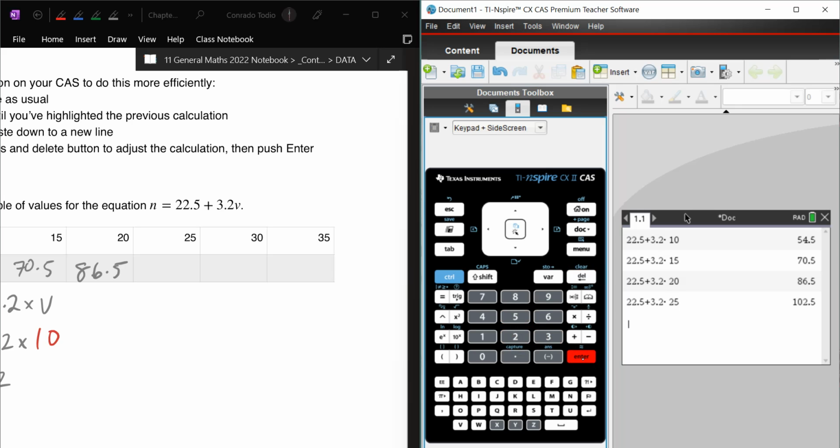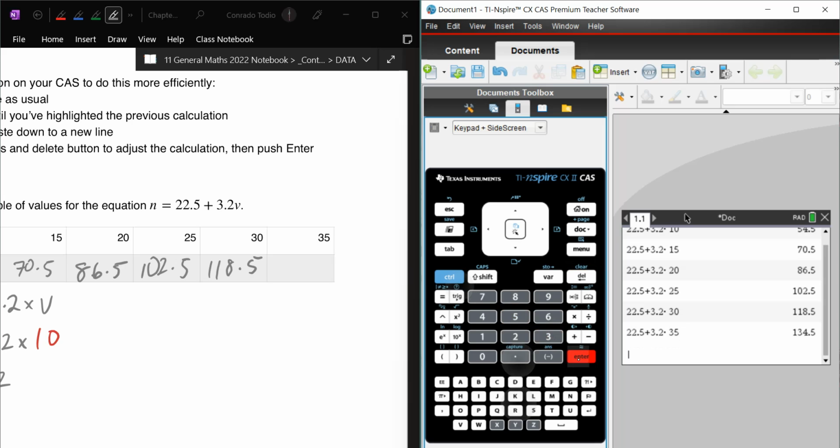So it's 25. Now, you might think this is a bit tedious, and you're right, it is. But I just want to show you how to do this as well. So if you want, you can practice doing this now. Copy and paste 30. So that'll be 118.5. And the last one is 35. So it's literally just go up, press enter, because then it'll highlight it. And if you press enter, it'll copy and paste it, and then you can just change it. So 134.5.